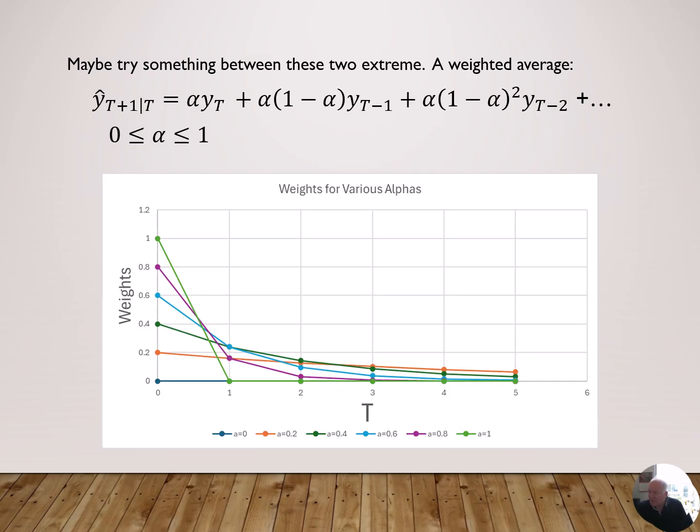So here it is in graph form. If we start out with alpha equals 1, then all of these terms become 0, and we're left with the naive method. And if we go with 0.8, then the last value is pretty important, and it falls off quickly. The lower the value, the more equal weight we give to the previous samples or observations.